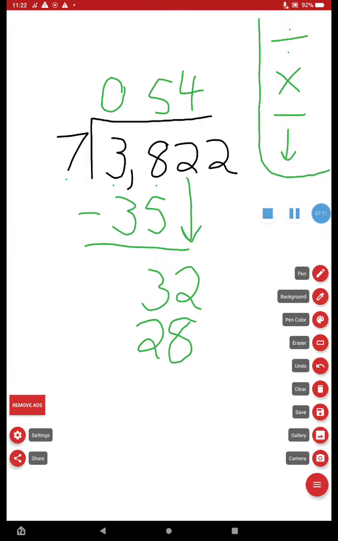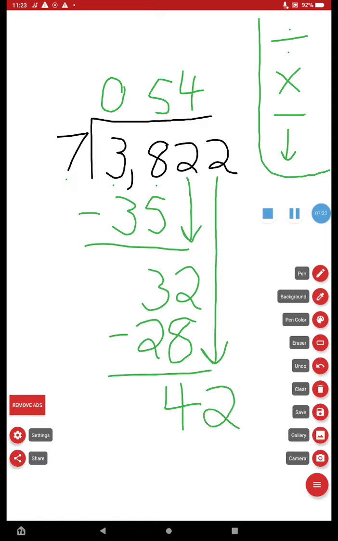I divided, got my 4. 32 divided by 7 is 4. 4 times 7 is 28. 32 subtract 28 is 4. I still have one more 2 over here, so I'm going to bring it down. Divide, multiply, subtract, and now I brought down. Now I do 42 divided by 7. When I look at my sevens column, if you're looking along with your multiplication chart, you're going to see 42 does fit in there nicely. 42 divided by 7 is 6.